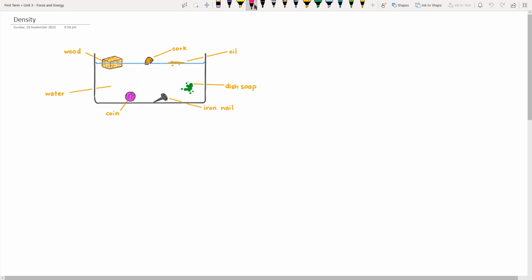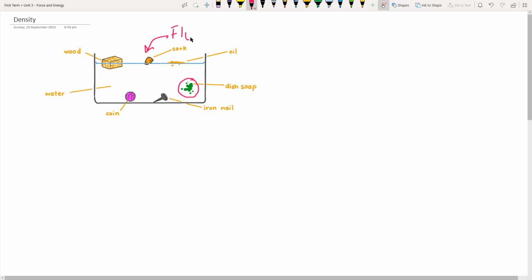When you look at this diagram, it's a bowl which is filled with water, and you can see that there are several articles over here. We've got wood, we've got cork, which is also wood, but it's a lot more porous. Then we have oil, dish soap, an iron nail, and a metallic coin, right? Some of these things are floating, and some of them are sunk, and this is what you call suspended. It's not totally sunk, but it's still somewhere in the middle, which we call suspended, and these are floating.